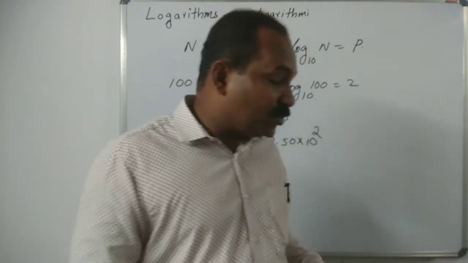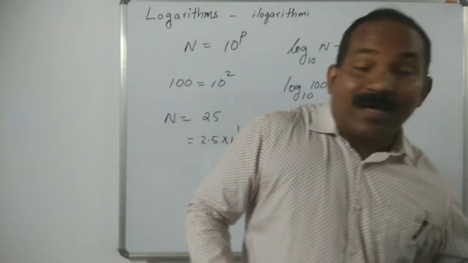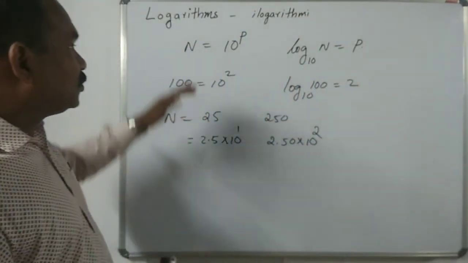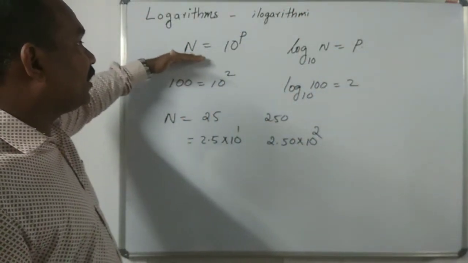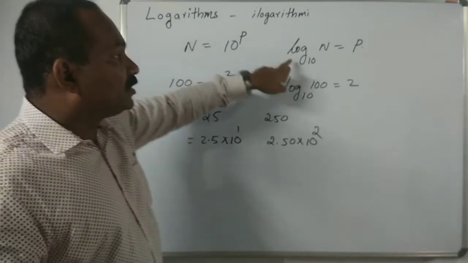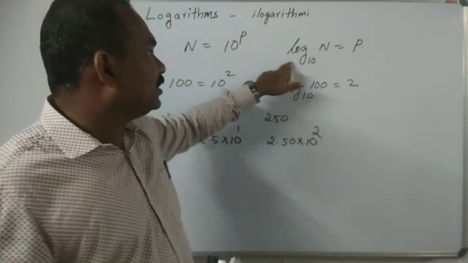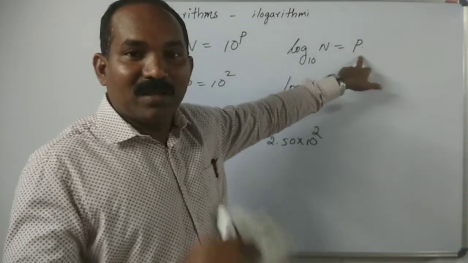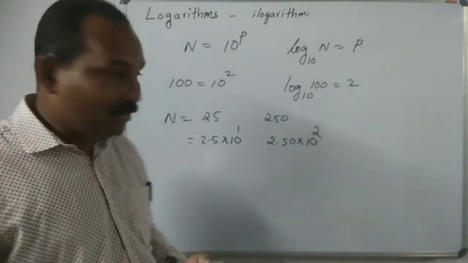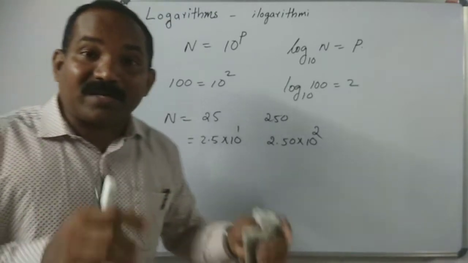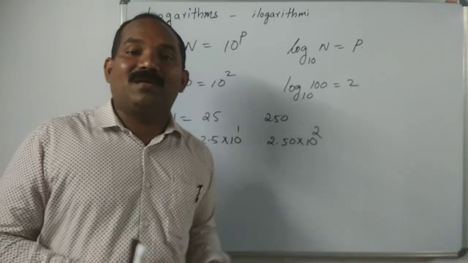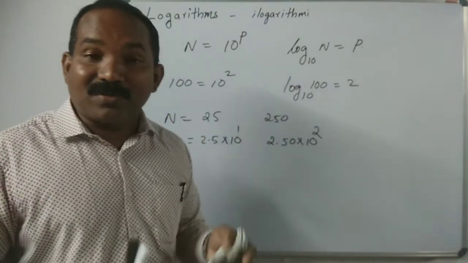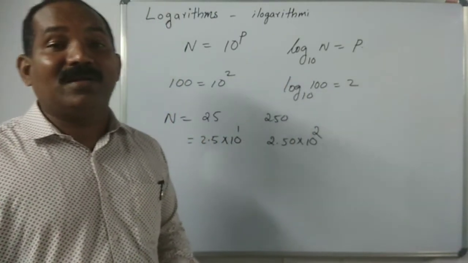Okay, so let's move to write the standard form of a number. Keep it in your mind. If n is equal to 10 raised to p, the log calculation is very easy. Log base 10 n is equal to p, the power becomes the log value. But if a number is not an integral power of 10, we cannot write the logarithm easily. For that, we are using the table.